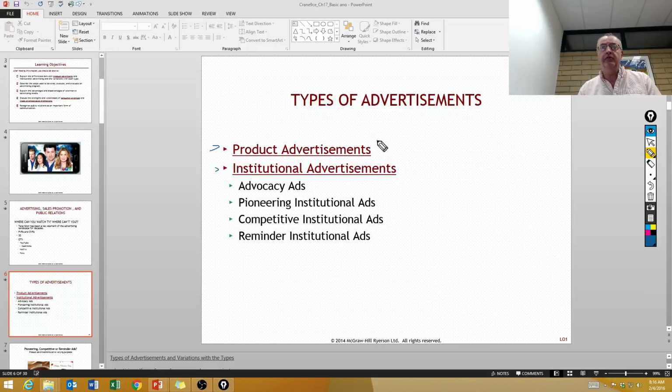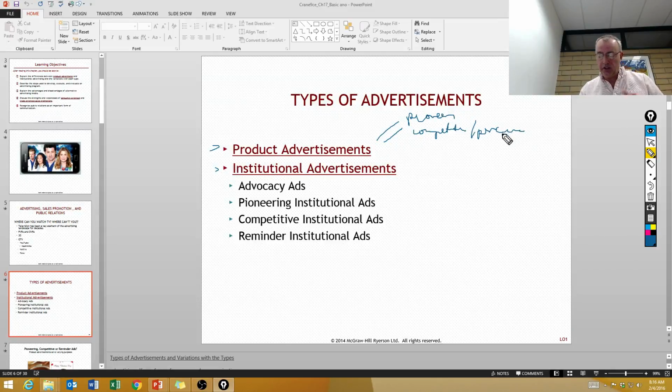We have so-called pioneering ads. These are ads that are used during the introductory stage of the product life cycle, and their purpose is to tell people what the product is, what the product can do, and where they can find it, where they can buy it. And then the second type of product ad is a competitive ad, or a persuasive ad.